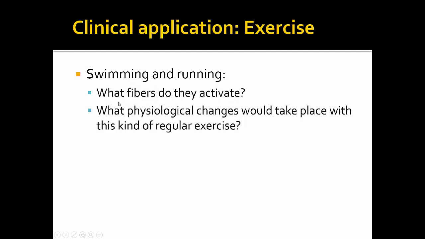So swimming and running, what type of fibers do they activate? Well, these would be the red fibers, the slow twitch. And what physiological changes would take place with this kind of regular exercise? If you're developing your slow twitch fibers, you're going to develop more mitochondria, so they're more fatigue resistant, and extensive capillary networks to constantly deliver oxygen to those muscles and increase their fatigue resistance. The muscle shape and size does not change very much.